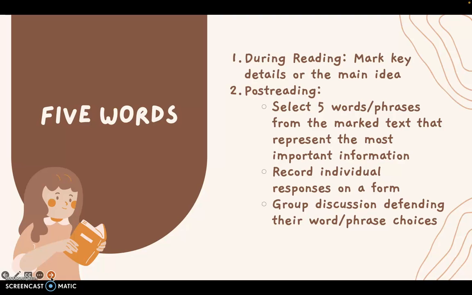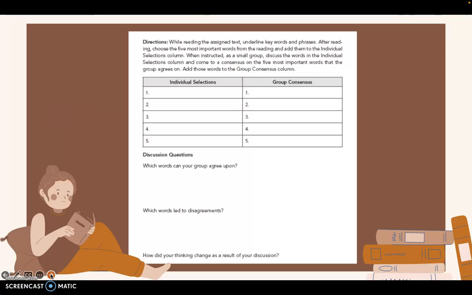But then after they have selected their 5 words or phrases, they'll record the individual responses on a form, and then they will discuss as a group. So this is what your form might look like. You have 2 columns there, the individual selections where they would list their words or phrases, and then you have your group. Once they have determined their words or phrases, they get into their groups, and then they have to defend and explain why they've chosen the words or phrases that they've chosen.